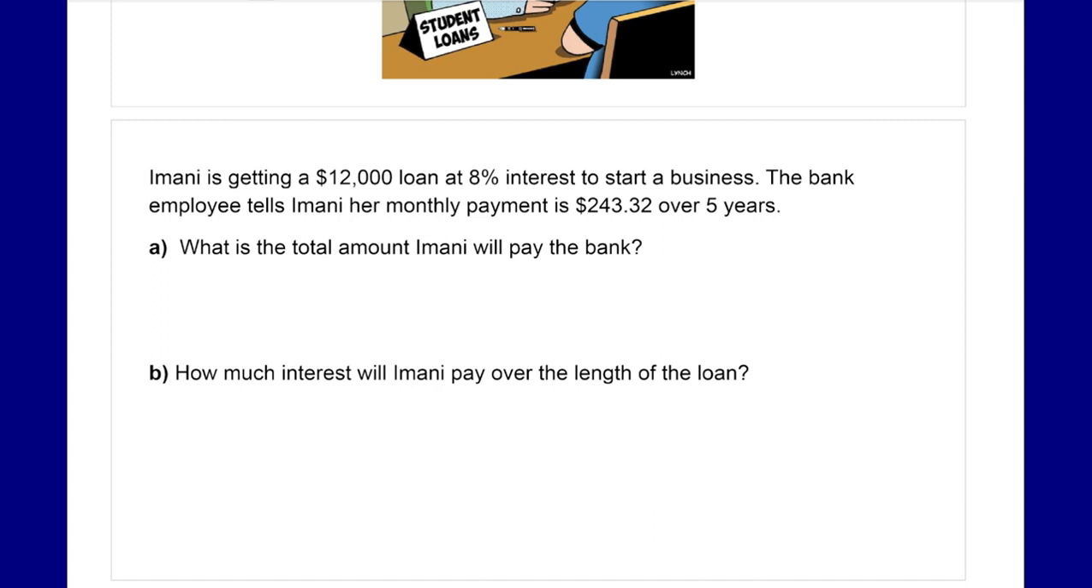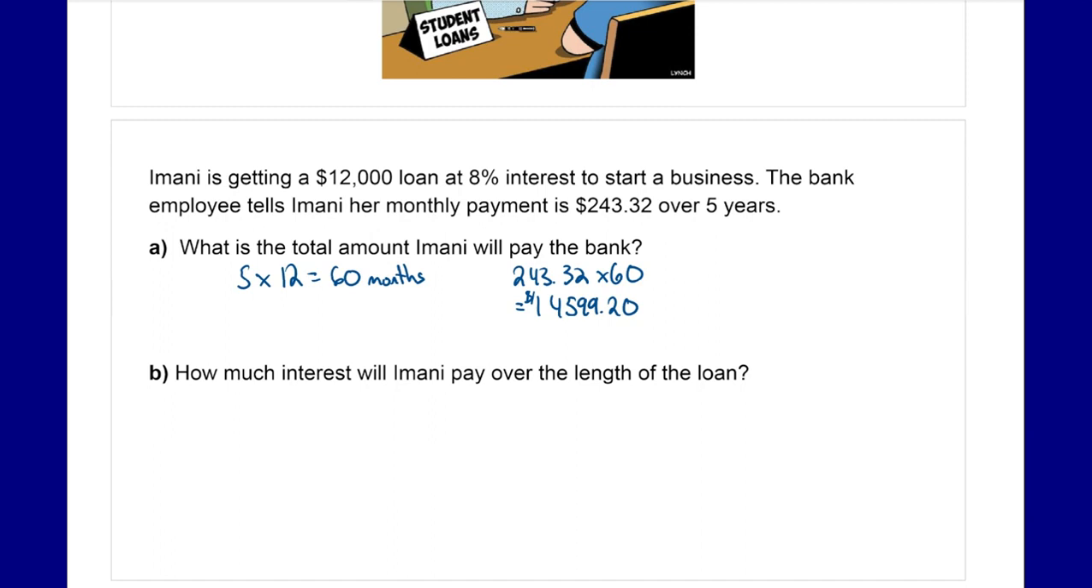If it's a monthly payment of $243.32 over 5 years, first we want to figure out how many months are in 5 years. So 5 times 12 equals 60. There are 60 months in 5 years. Then we can take the $243.32 and multiply it by 60, and we get $14,599.20. So the total amount that Imani will pay the bank will be $14,599.20.